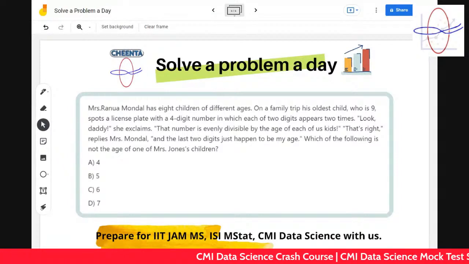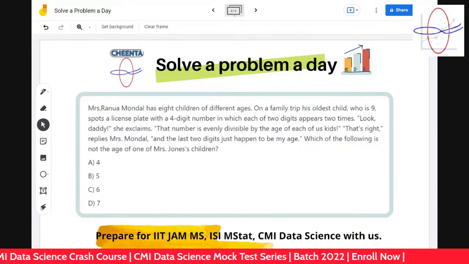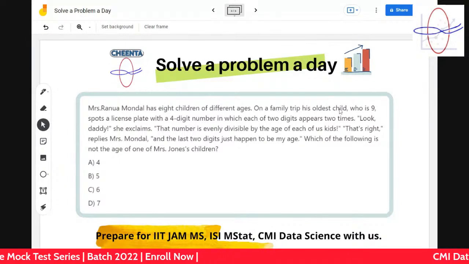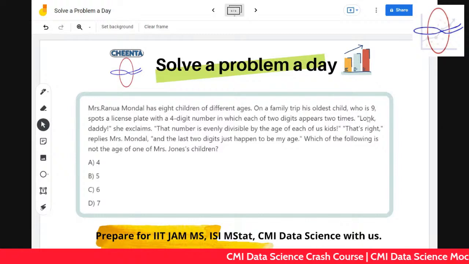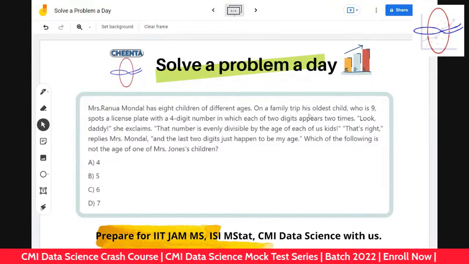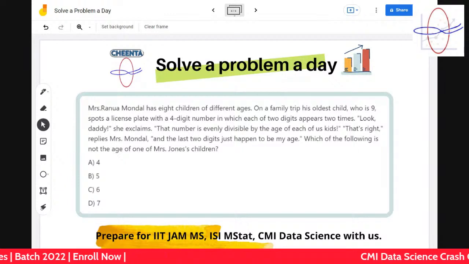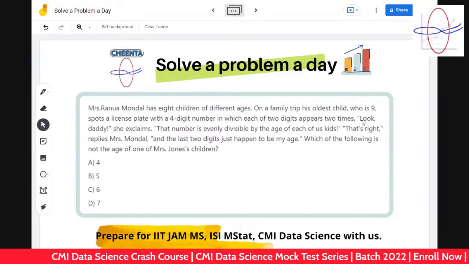It's asked that Mrs. Ranu Mondal has 8 children of different ages. Her eldest child, who is 9, spots a license plate with a 4-digit number in which each of the two digits appears 2 times. On the family trip, her eldest child, who is 9 years old, exclaims, "Look, Daddy!"